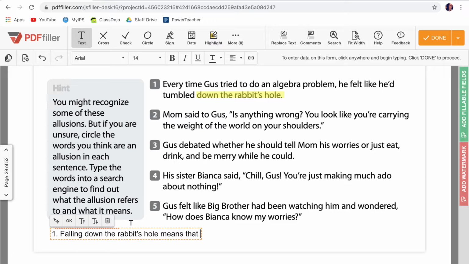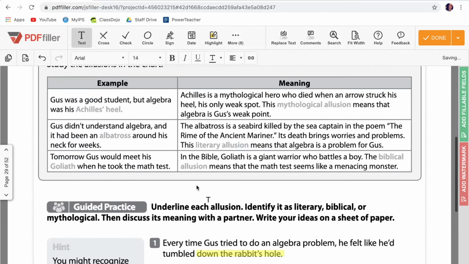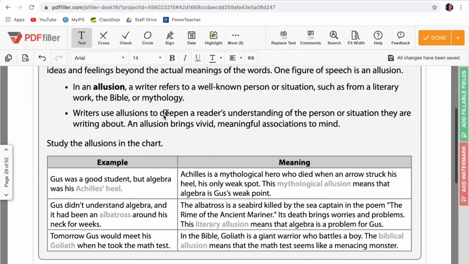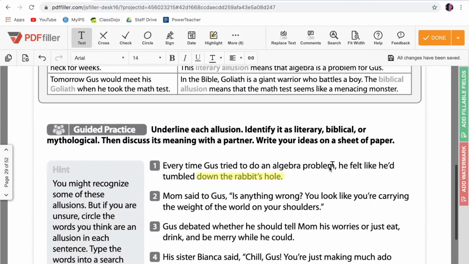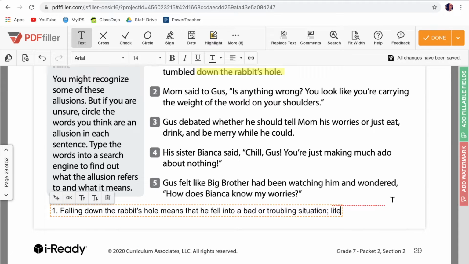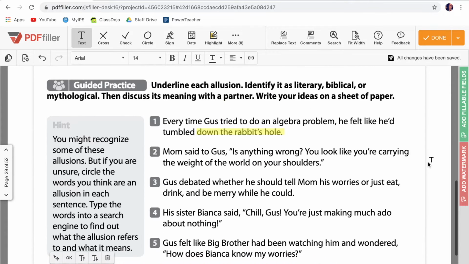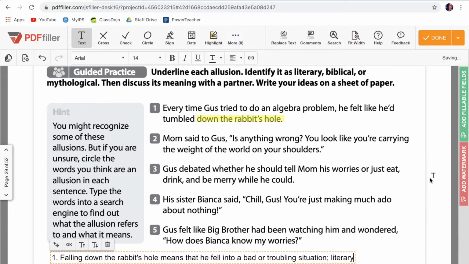means that he fell into a bad or troubling situation. And then if it's from Alice in Wonderland, which is a book, that makes it a literary allusion. Because we're identifying it as either literary, which means it's in a book, biblical, which means it's in the Bible, or myth, which means it's from mythology.